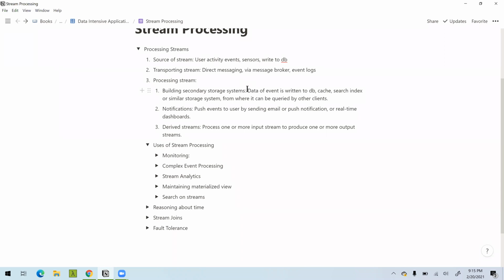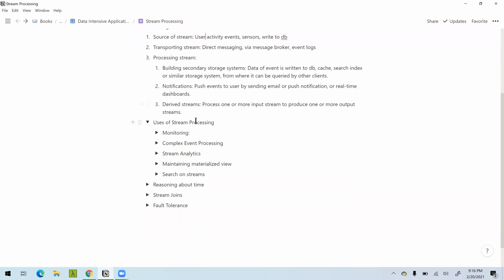You can send either emails or push notifications, right? Or the other way to process your stream, the third way, would be that you are building derived streams. So possibly you have one or more input streams, and then you are producing one or more output streams, right? So that is the third way of using and processing your stream, right? Now, mainly, we will be focusing on how we can build these derived streams, where you process one or more streams and then create output streams, right?